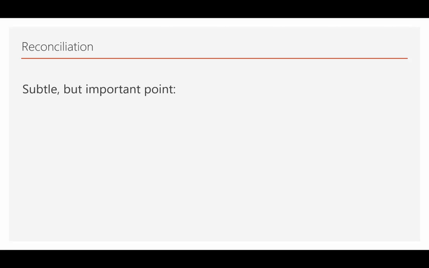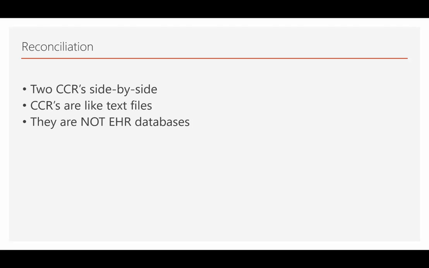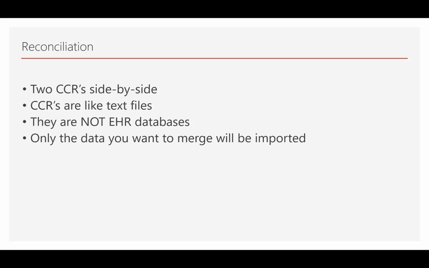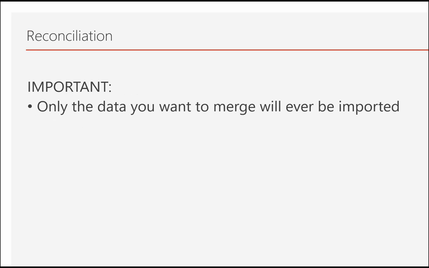Here's a subtle but important point. Notice that we have not yet imported any information into our target EHR during reconciliation. We have only examined two CCRs side by side. And remember, a CCR is like a text file. It's not an EHR database. Once we have selected the information we want to merge, then and only then will we pull that info into the target EHR databases. This means that only the data you want to merge will ever be imported.